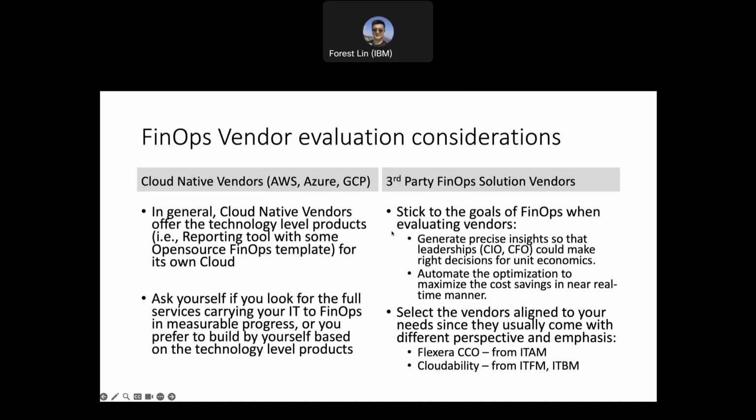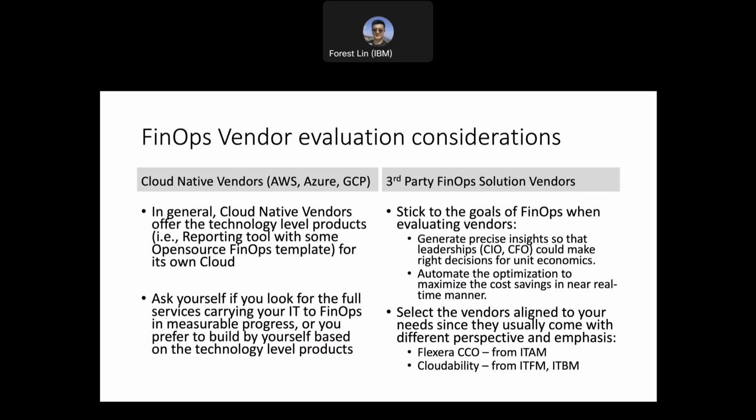Finally, I would like to share my consideration about the FinOps vendor evaluation. From my perspective, there are two kinds of FinOps software in the market. The first category is from the cloud native vendors, AWS, Azure, and GCP. The second one is the third-party FinOps solutions, for example, Cloudability, for example, Flexera CCO.